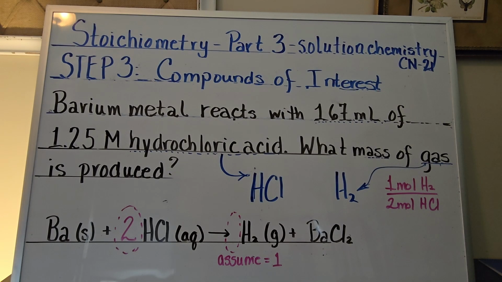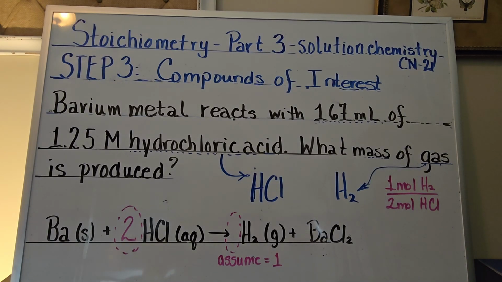Now for step 3, finding my compounds of interest. Because I'm using a chemical reaction, I need to link the 2 compounds that I'm interested in together by a mole ratio. We've done this before in our previous videos. So the first compound of interest is easy. It's the label of my answer. Remember, my answer units and label were grams H2 gas. So H2, hydrogen gas, is my first compound of interest.